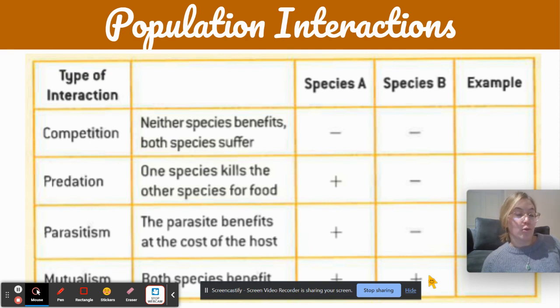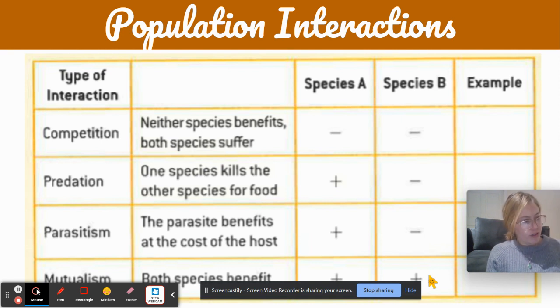Look up some other examples. There are some really good ones with cattle egrets and cattle or water buffalo that you can look up, but get a couple examples down so you feel good about that. The book has a couple examples, so make sure you're reading through that. But again, you learned this pretty well in freshman year, so I'm not going to spend too much time on this.